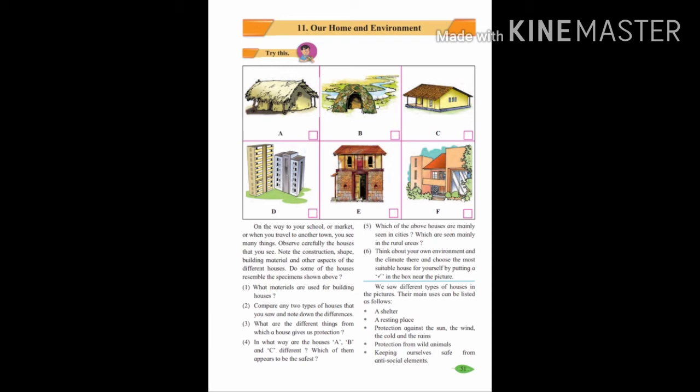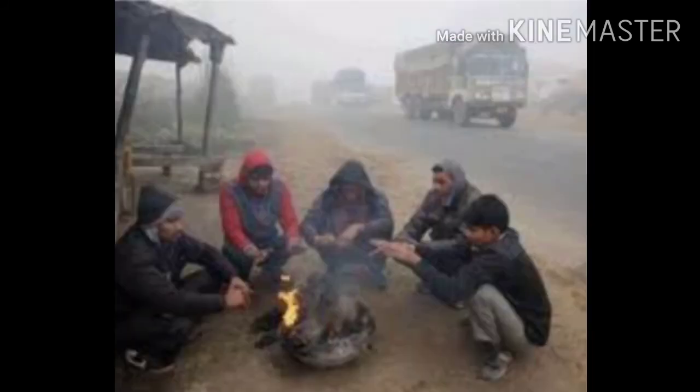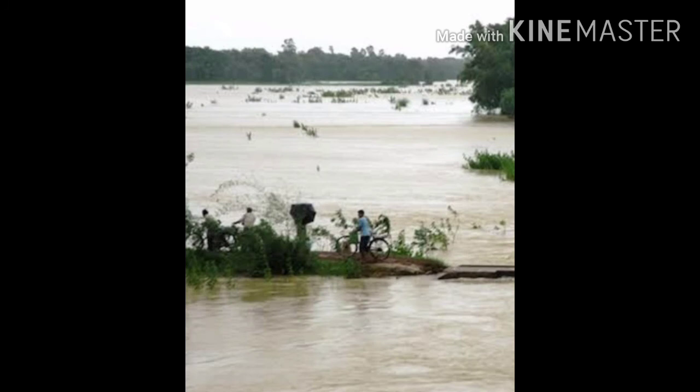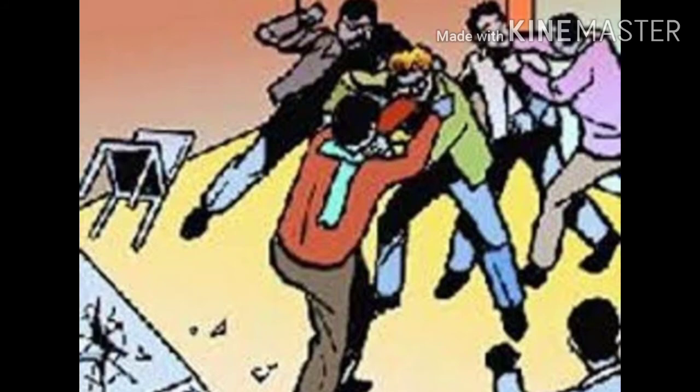Question number 3. What are the different things from which a house gives us protection? We know, students, that we feel very safe in our house. But the house is also called a resting place. It is a shelter where we get protected from the sun, the wind, the cold, and the rains. Protection from wild animals and keeping ourselves safe from antisocial elements.